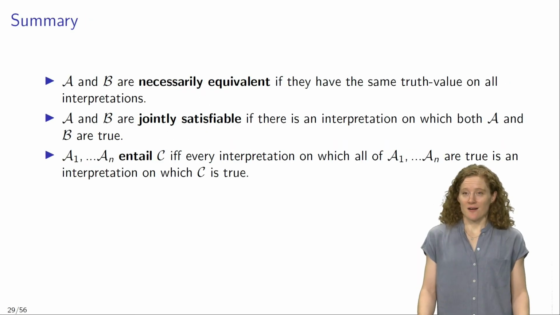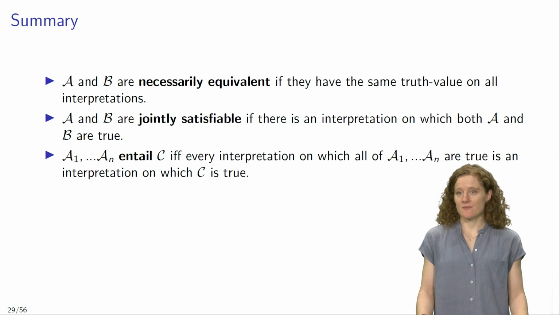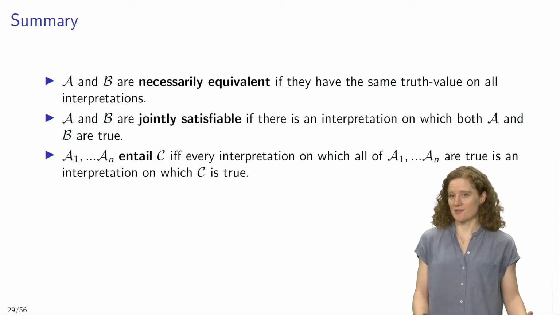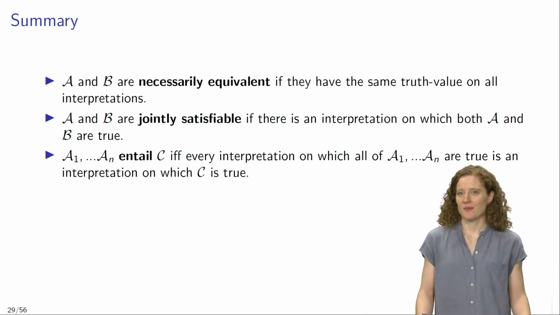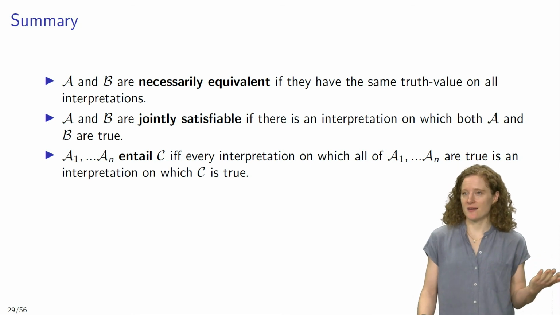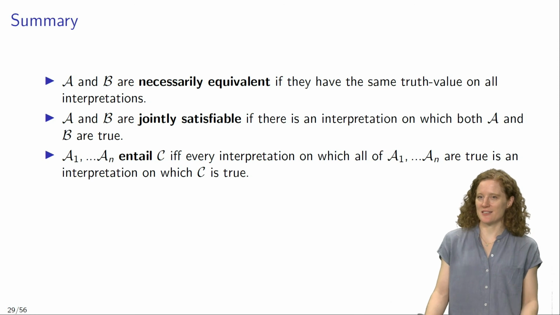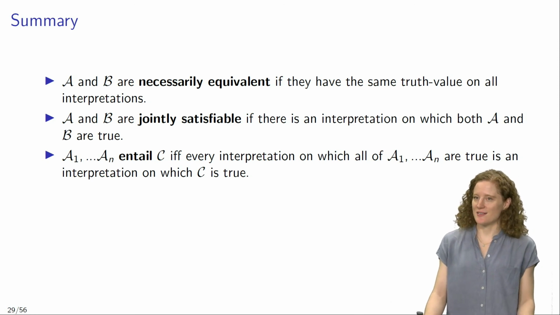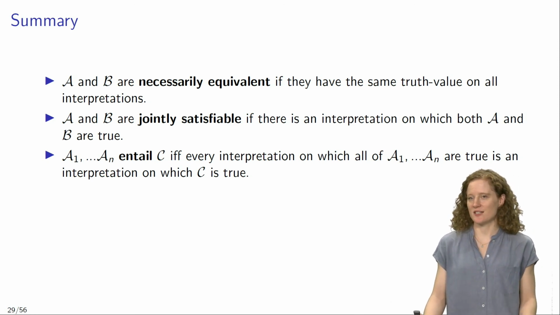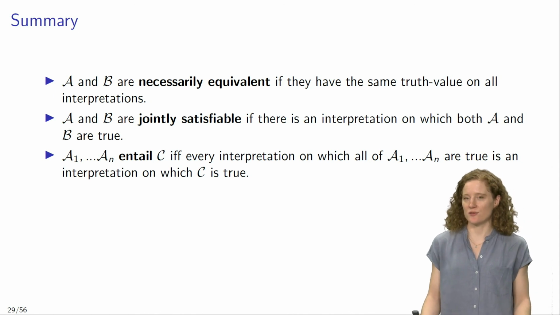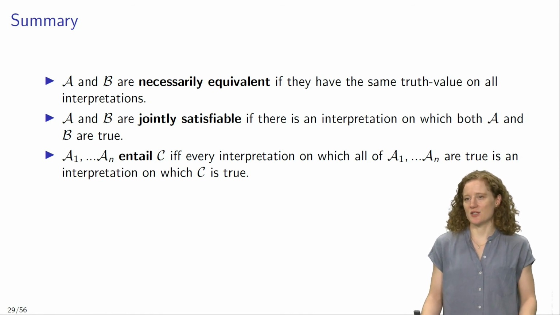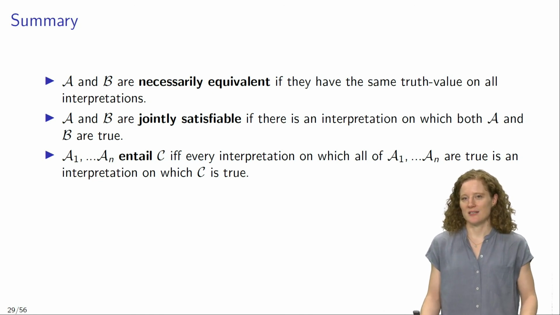So here are our three new concepts: necessary equivalence, joint satisfiability, and entailment. A and B are necessarily equivalent if and only if they have the same truth value on all interpretations. A and B are jointly satisfiable if there is an interpretation on which both A and B are true. And A1 to AN entails C if and only if every interpretation on which all of A1 to AN are true is an interpretation on which C is also true.